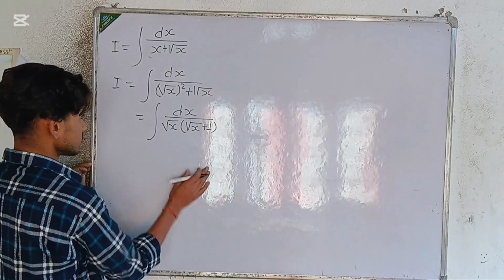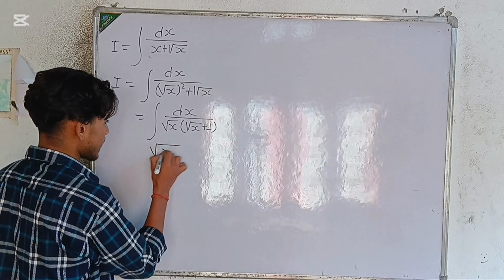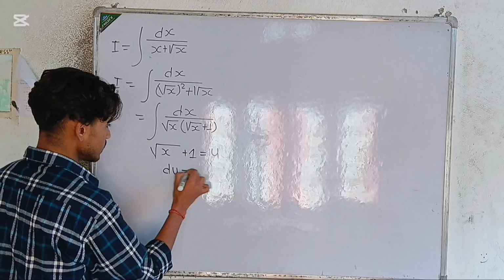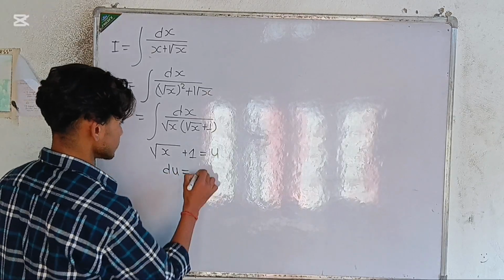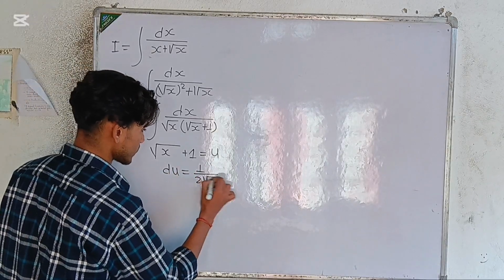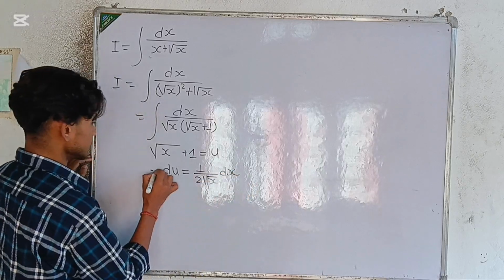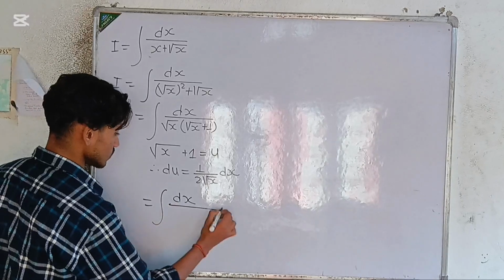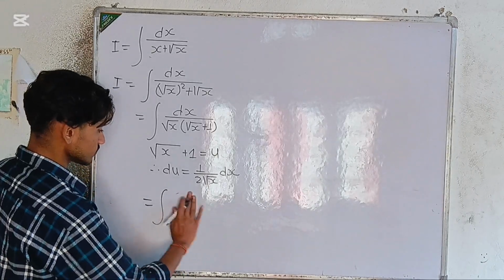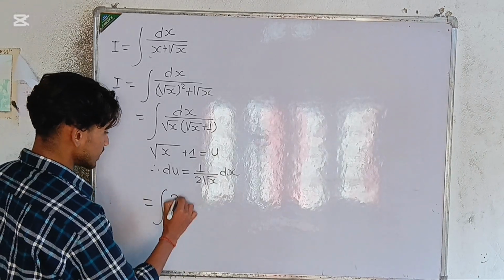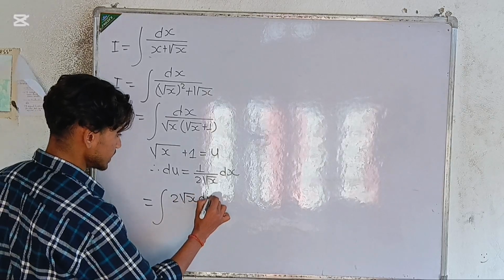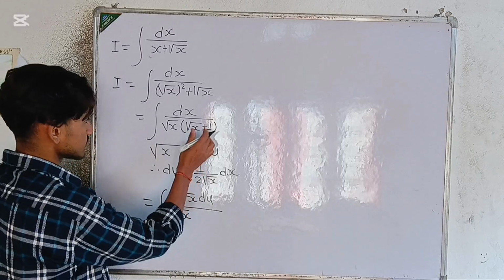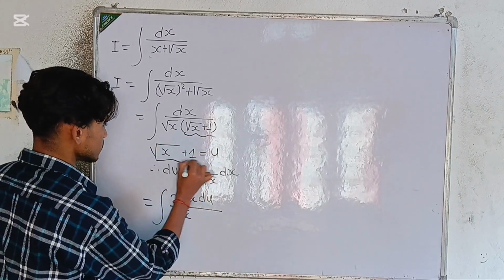Sorry, I would like to substitute square root of x plus 1 is u, and I got du is 1 over 2 square root of x, and this is dx, right? So our integral is going to be integral dx over, so in terms of dx we can write 2 square root of x du over, in terms of square root of x we don't have to substitute anything, but in terms of this much we have to substitute u.